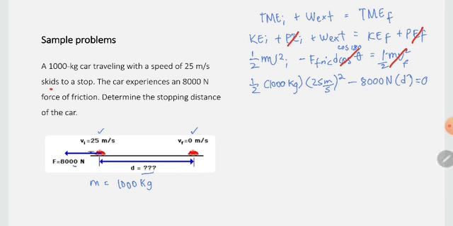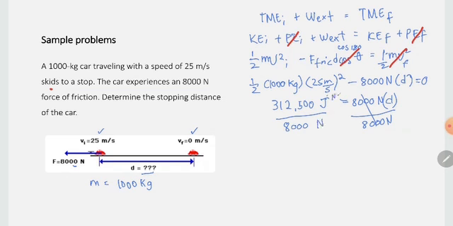Okay, so this one will be 312,500 joules. 8,000 newtons. Actually, let's transpose it to the other side. Okay, divide both sides by 8,000 newtons. Remember, joules is Newton meter. So, matitira ka talaga dyan ng meter. Divide this by 1,000. 39.06 meters. That's the displacement. That's the skidding distance. Stopping distance of the car.